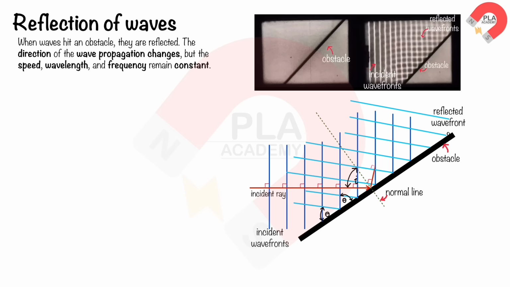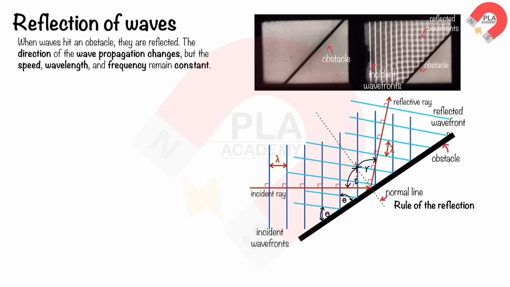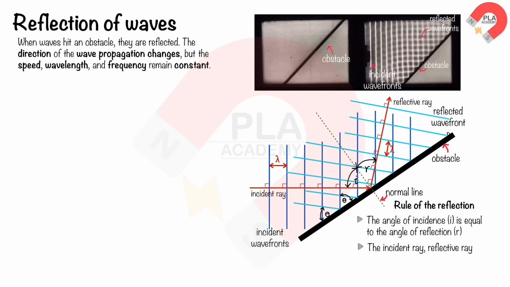Draw the reflected ray that is perpendicular to the reflected wavefronts, and its direction is the direction of wave propagation, direction of energy transfer. The angle of reflection, R, is between the reflected ray and normal line. The space between consecutive wavefronts is the wavelength, which is equal before and after reflection. Rules of reflection: the angle of incidence, I, is equal to the angle of reflection, R. The incident ray, reflected ray, and normal lie on the same plane.